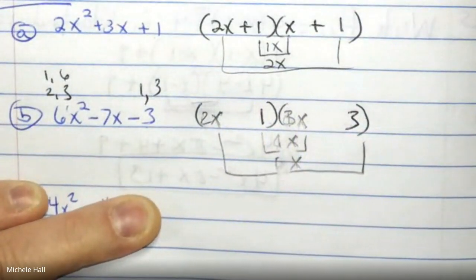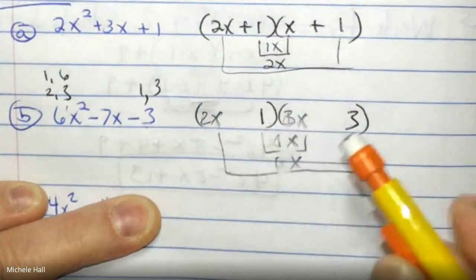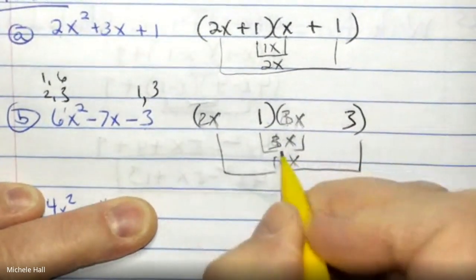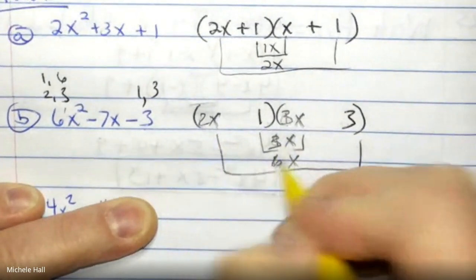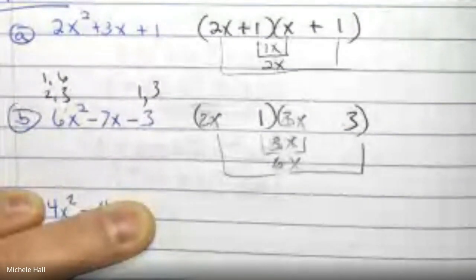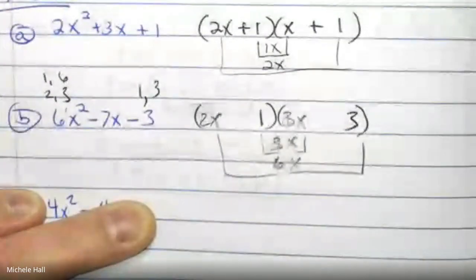And then I look at those middle terms again. I have 1x times 3x is 3x, and 2 times 3 is 6. And again, 3 and 6 is not going to give me that 7. So what do we do? We have to switch them.